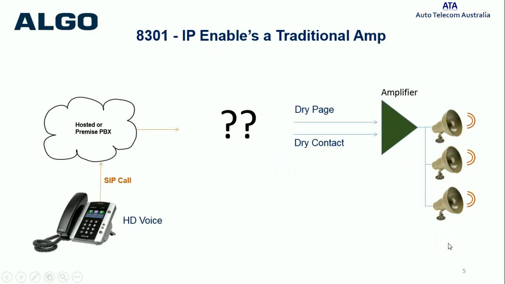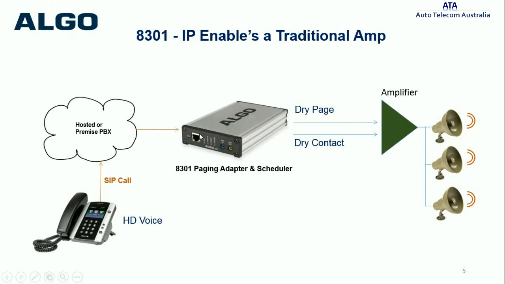Okay, so now that we've replaced the system with a hosted or even a premise SIP PABX, you've now got a SIP call to be made, and somehow we've got to interface it through to that amplifier over here. So what do we put in there? Quite simple, an 8301. The 8301 connects into the SIP network via its network port, and then via its outputs goes across to your amplifier. It can be done via simply an input port or via a contact to trigger the amplifier.